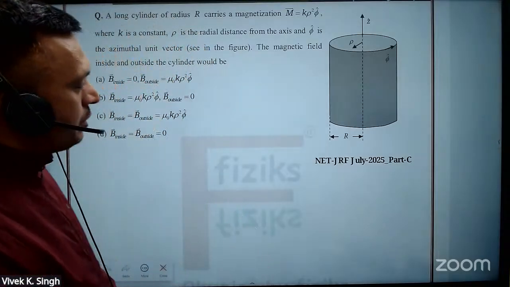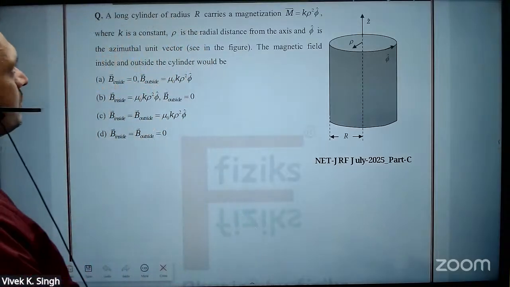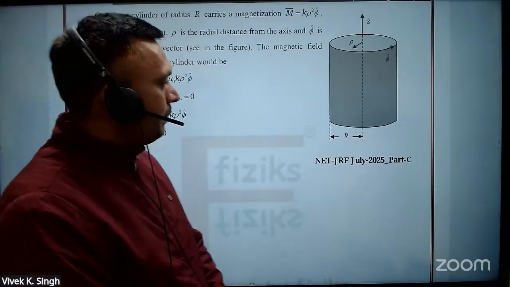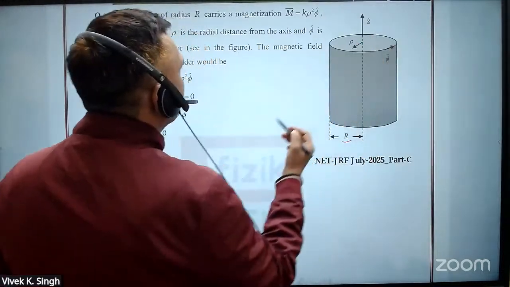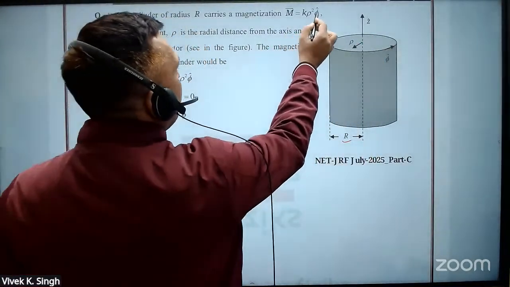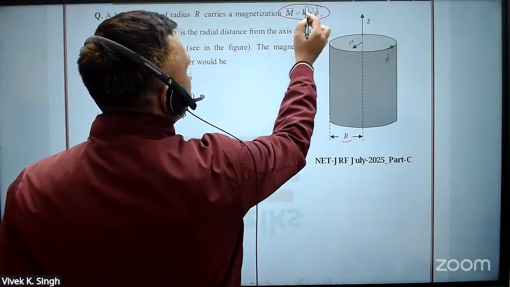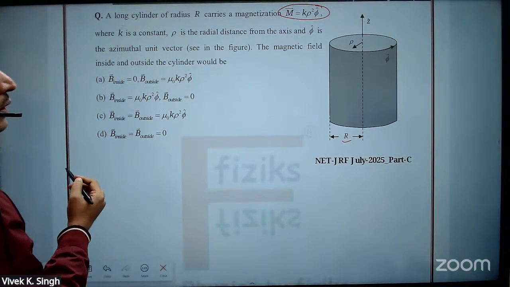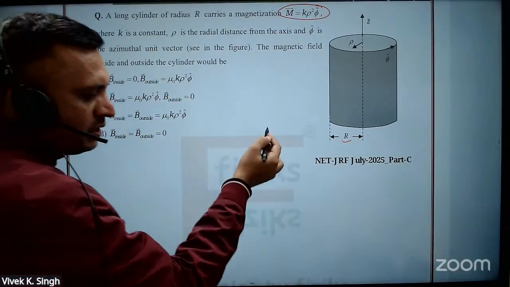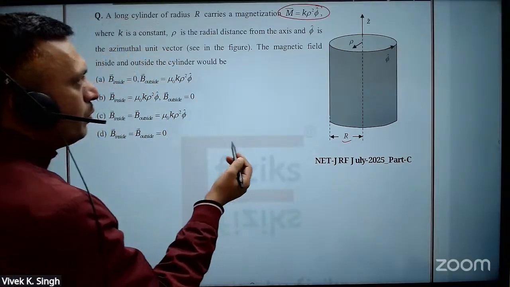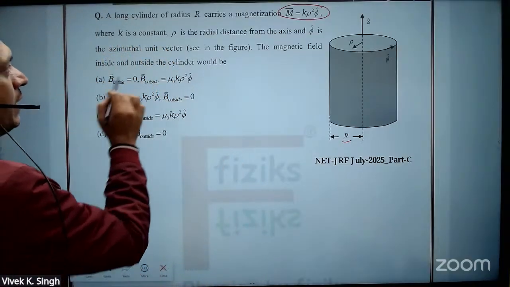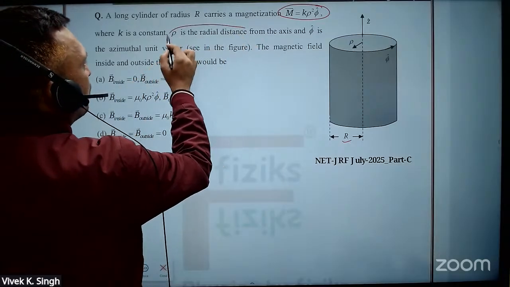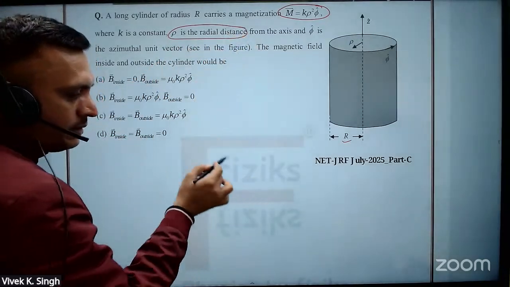So in this question, it's a long cylinder of radius r. Its radius is r, and it's a very long cylinder, and it's a magnetized cylinder. So magnetization M is K rho square phi cap, where rho is the variable distance. Instead of a small r, they have taken rho, where K is a constant and rho is the radial distance.